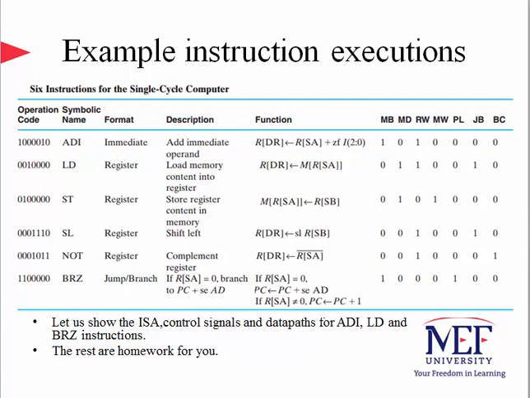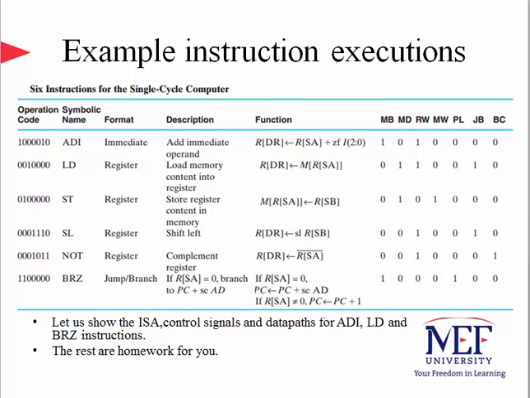Here are 6 different instructions given as examples. One adds an immediate constant to the source register, and the result is written to the destination register. A load instruction uses the contents of the source register as the memory address of the operand, and the result is transferred to the destination register. You can also go over the rest of the instructions and understand what they do using the function column. One other thing is the corresponding control signals we need to generate for each of these instructions. These are listed as the last 7 columns of the table in this slide, namely BD, MD, RW, MW, PL, JB, and BC control signals.